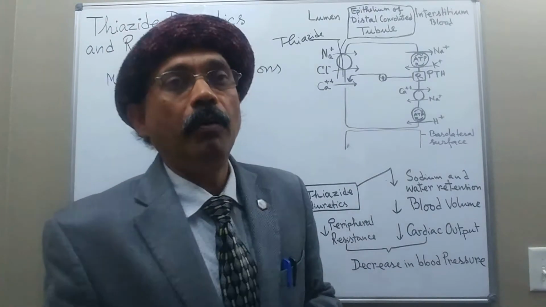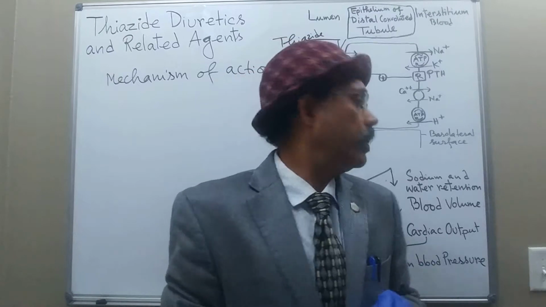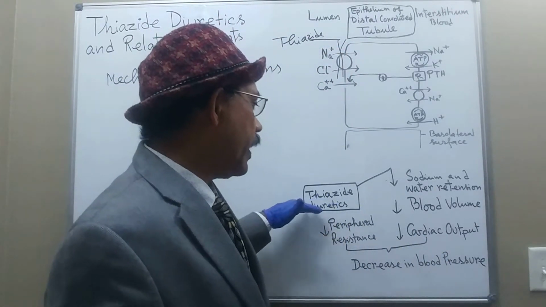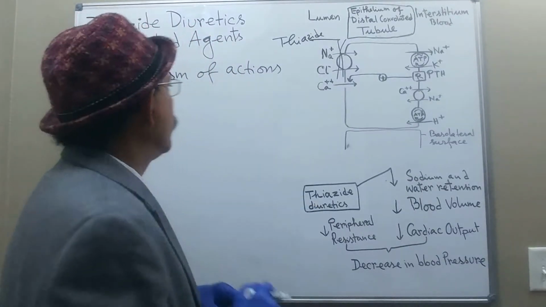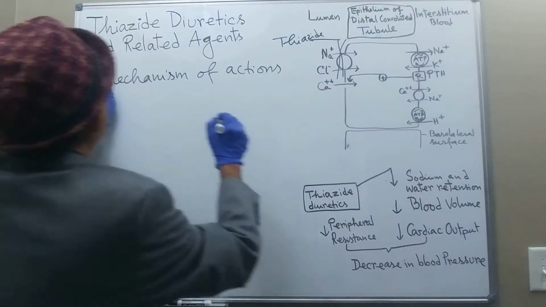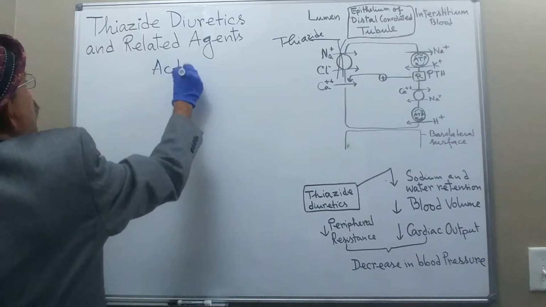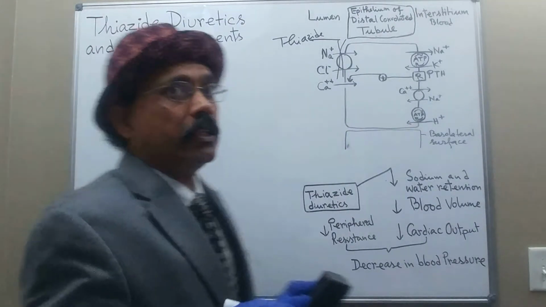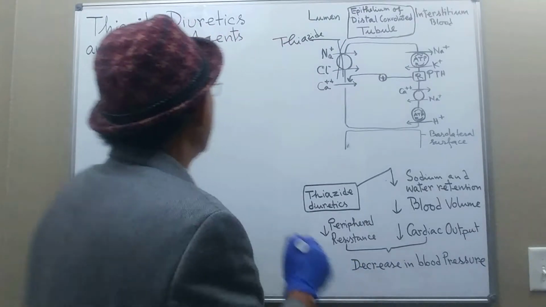Thiazide diuretic, one of the most important therapeutic uses is to decrease hypertension, so it is an anti-hypertensive agent. How does it work? We'll go to the actions. What are the actions done by the thiazide diuretic and related agents? Number one, it increases excretion of sodium and chloride.